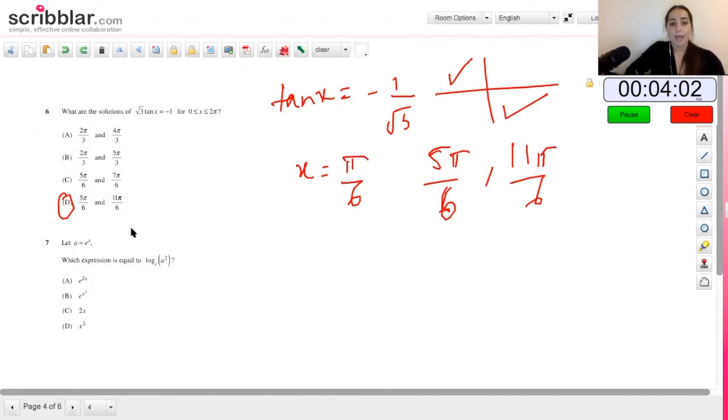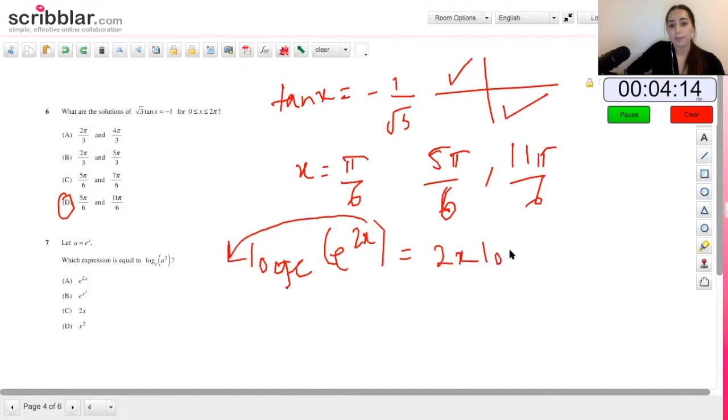Let a equals e to the x. Which expression is equal to log e of a squared? Now a is e to the x, so e to the x squared is e to the 2x. Log laws state that you can bring the power down to become the coefficient. You get 2x times log e of e. These cancel to give you 1. Your final solution is 2x, leaving you with option C.